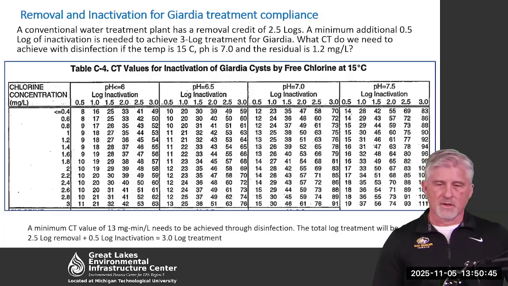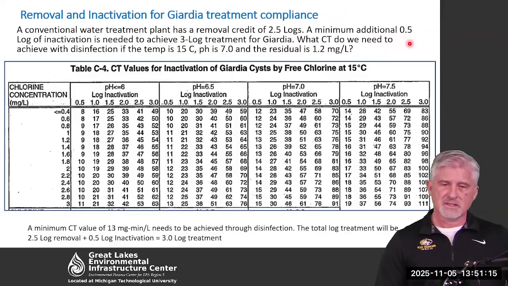All right, so we're going to look at a conventional water treatment plant that has a removal credit of 2.5 logs. So the state primacy agency has said, all right, your treatment is good for 2.5 logs for removal. So that means we need an additional 1/2 log of inactivation. So our disinfection needs to get us a 1/2 log so that we can get up to our total required 3 log removal. So what CT do we need to achieve with disinfection?